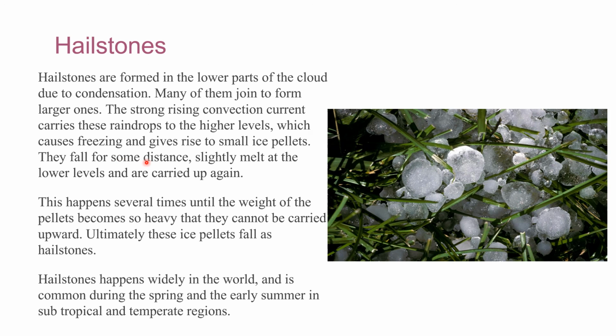The water in the lower region of the clouds, what happens? They start melting. But as they melt, they are driven up to higher levels because of the rising convectional current. And again at higher levels, they will become solid. As they come down, they melt. So this process goes on again and again, and then they all join together. The ice pellets falling down join together and form bigger chunks, and then they fall down in the form of these ice pellets. You see? So this is hailstorm. Hailstorms happen widely in the world and are common during the spring and the early summer in subtropical and temperate regions.